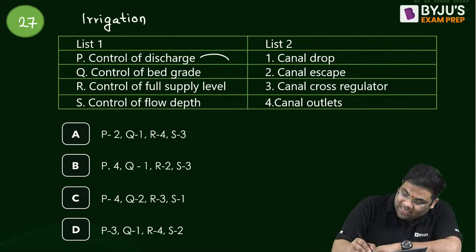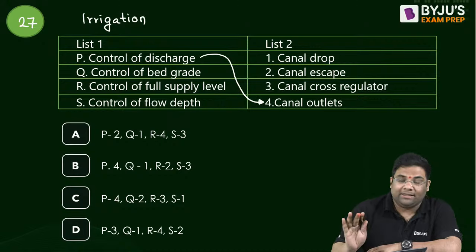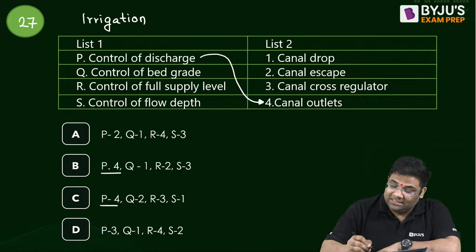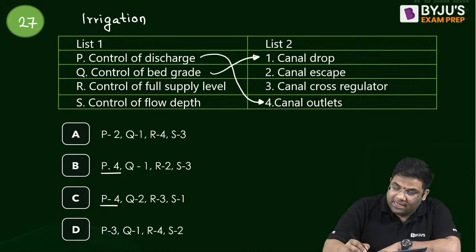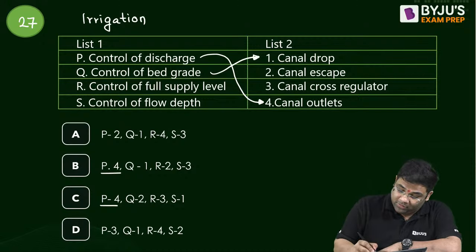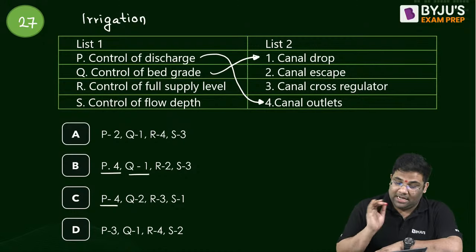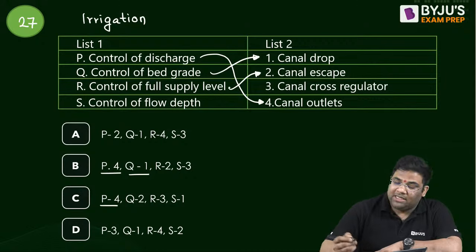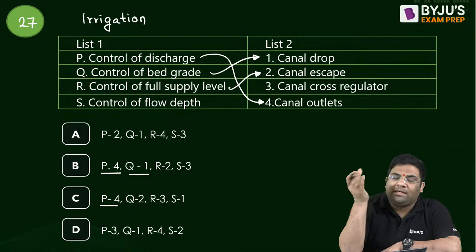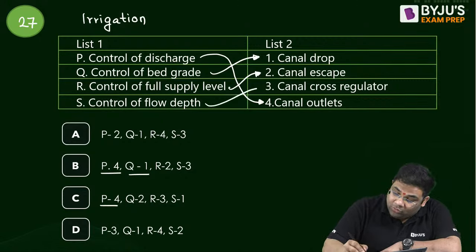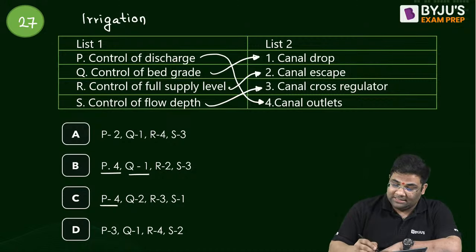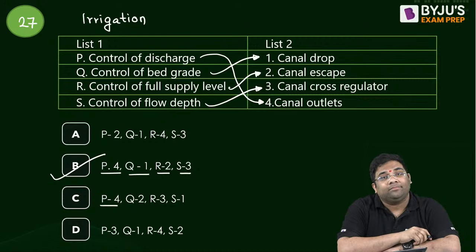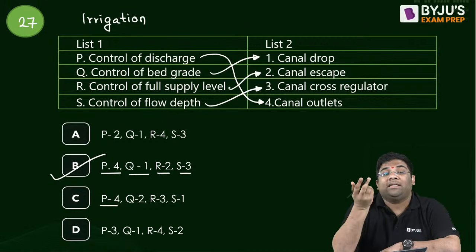See, control of discharge is by the canal outlet, so it will be either B or C. Then bed grade is controlled by canal drop, so this is the right answer. Control of full supply level is by canal escape. If it is overflowing, then we use the canal escape. And flow depth is controlled by the cross regulator. So the answer is B. You have to remember this. Understood, everybody?